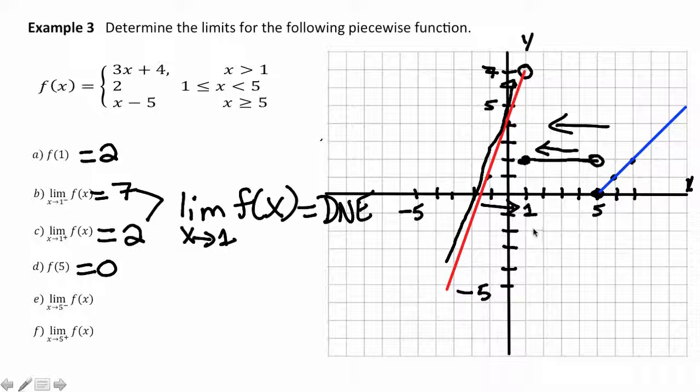Now we want to do the limit as x approaches 5 from the left side. So x is approaching 5, getting closer and closer. This function is increasing, then jumps down, then goes in this direction. And notice that as it travels from left to right, it's approaching this void point, which is at y equals 2.